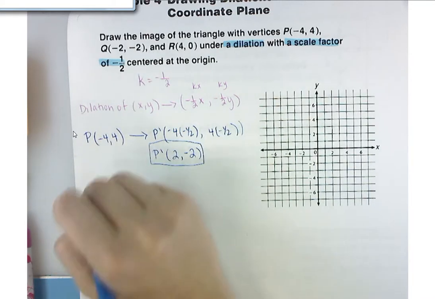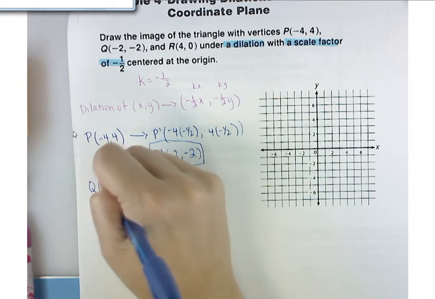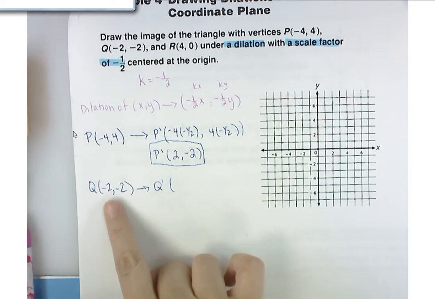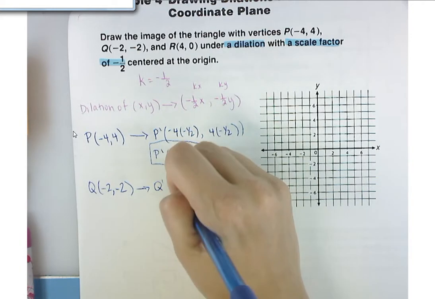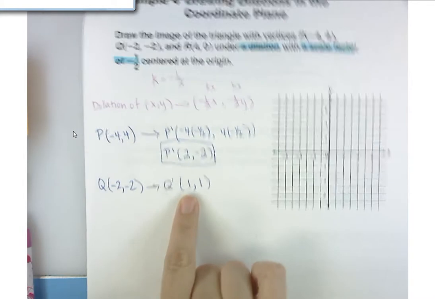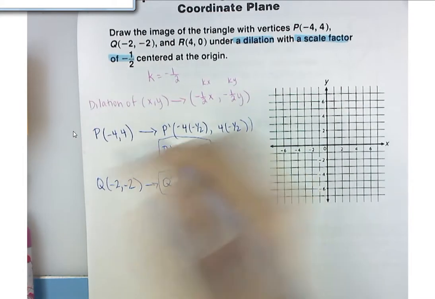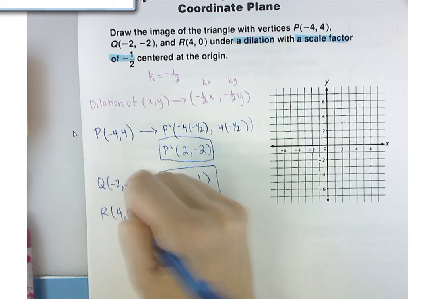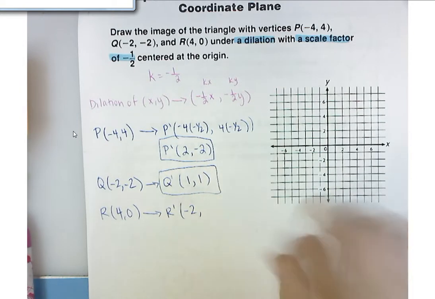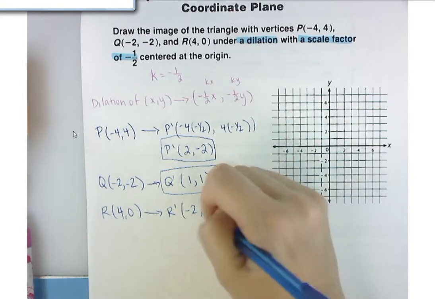Okay, and then the next one is Q. So you have (-2, -2). So Q prime is just multiplying those by -1/2. What's -2 times -1/2? What's half of 2? 1, and then because it's negative times a negative, it'll be +1. And then this is the same coordinate, so that will be (1, 1). And then R is (4, 0). So what's half of 4? 2, so this would be -2, because you're multiplying by the negative.